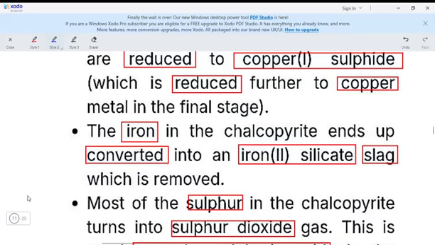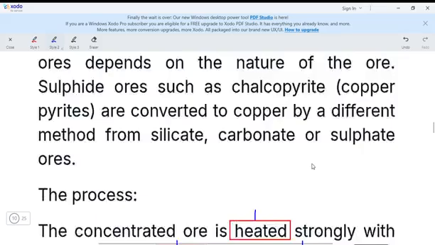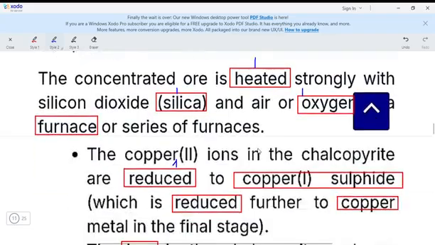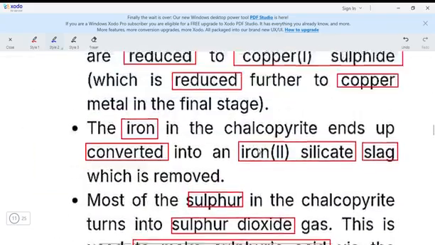Now, the iron in the chalcopyrite ends up converted into an iron 2 silicate, which we call slag. That means if we are using chalcopyrite where iron is involved, remember, look at it here, this is CuFe. So this Fe will later be removed as impurity in form of slag. That's why I said from this copper iron 2 sulfide, it will later change to copper 1 sulfide and finally copper. But the iron that is there will be removed as slag, which is an impurity.